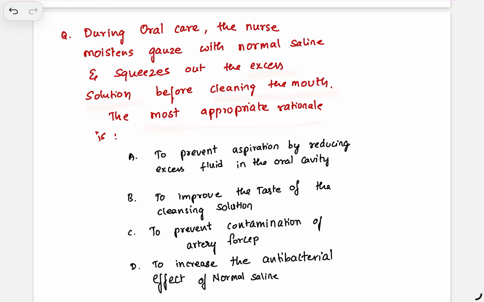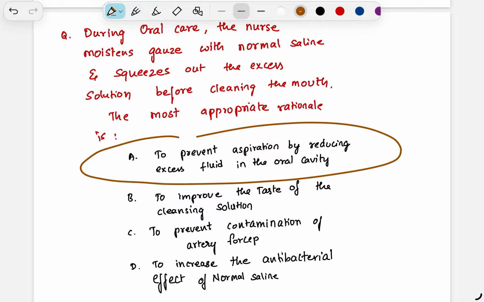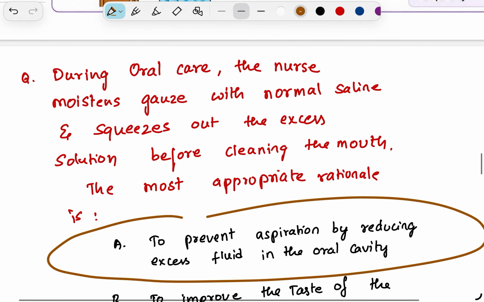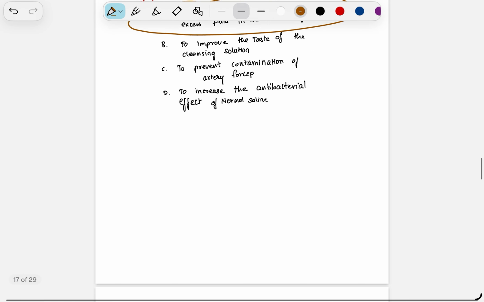So what is the most appropriate reason for this? What is the answer for that? It is to prevent aspiration by reducing the excess fluid in the oral cavity. Understood this one? Everyone understood? Okay? Yes.